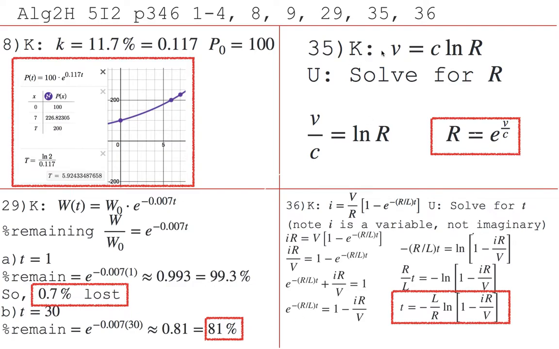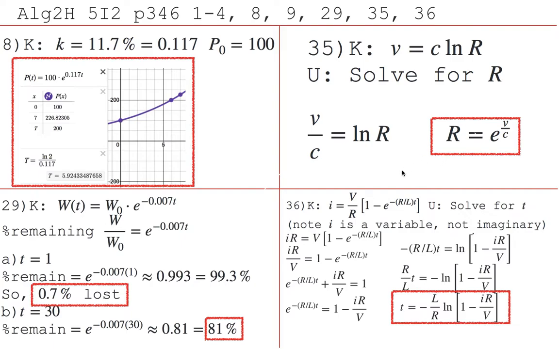Number 35, they give you a formula. You need to solve it for R. The first thing I did was divide both sides by C, so you get this fraction. And then you can change this logarithmic equation from a log equation to an exponential equation. The exponent is V over C, the base is e, and the power is R. And that's what you can see right here, and R is solved for.